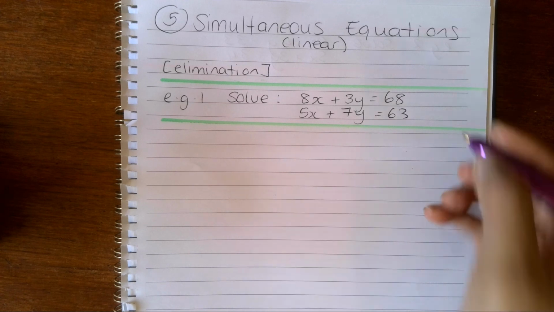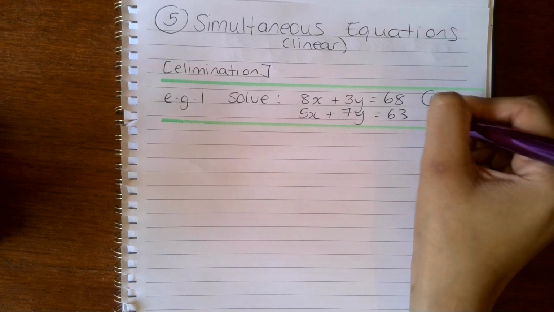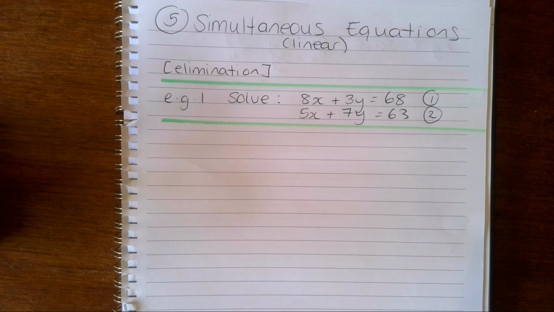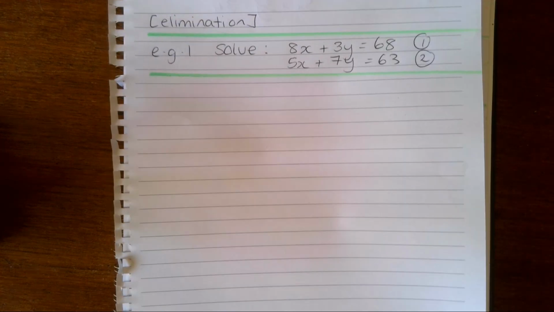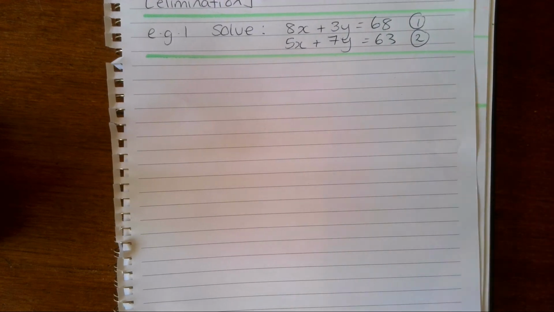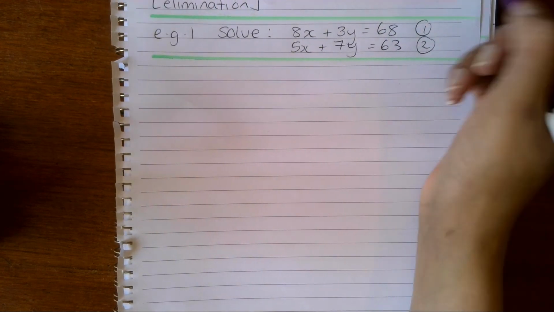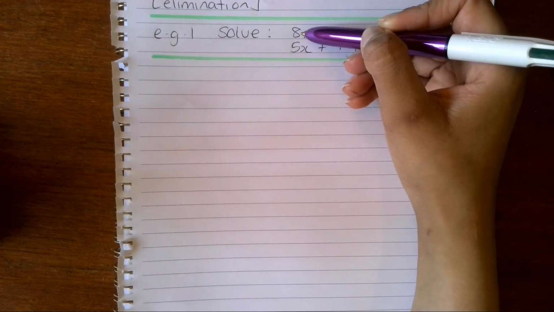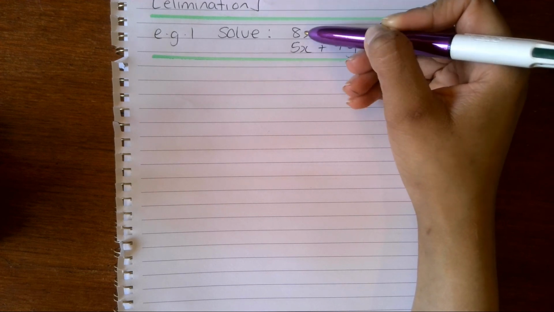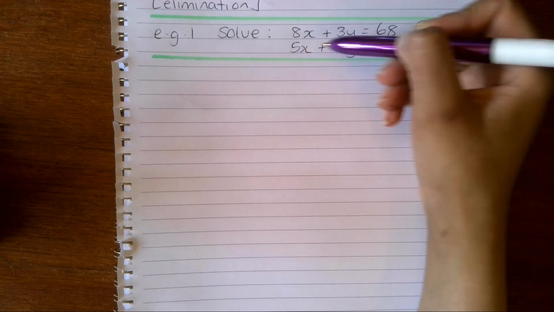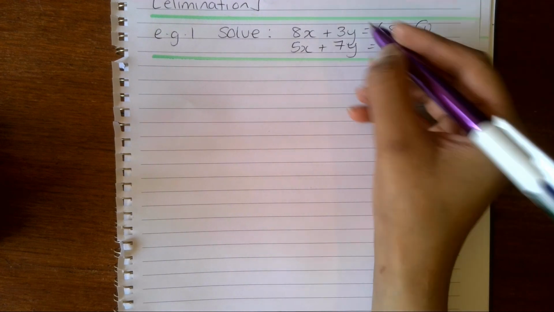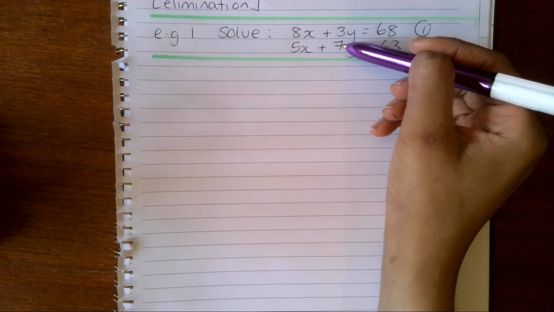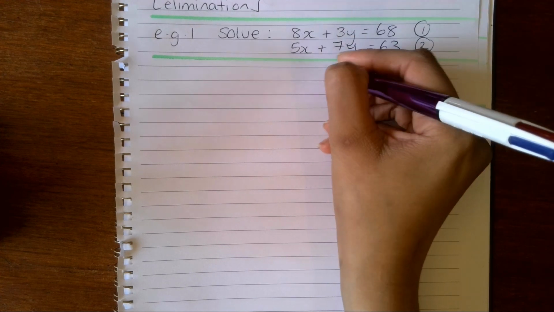So I'm going to label these 1 and 2, okay? And the reason for that is so that we can let the examiner know what we're doing as we are using these rows, okay? So the first thing we're going to do to start off this elimination process is to decide whether we want the x values to match, so the coefficients in front of x to match, or the y's. I'm going to change the y's. So what I'm going to do is I'm going to think, what number is in the 3 and the 7 times table? That's 21.